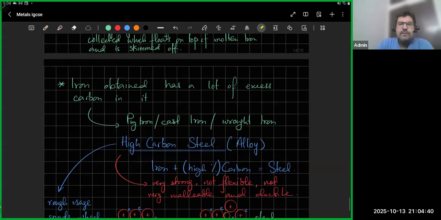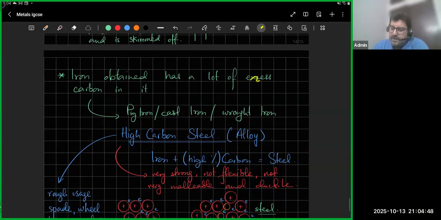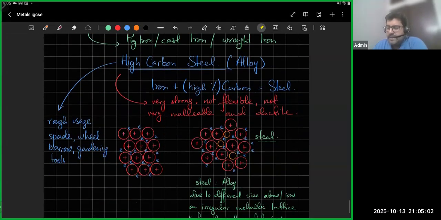Last time what we did was that there was a lot of excess carbon present. The iron obtained had a lot of excess carbon in it. So it was iron and carbon, high carbon steel. It was an alloy.